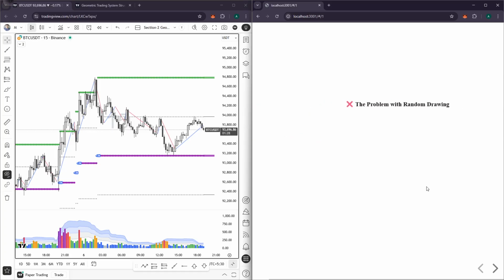So the problem with random lines is that most traders draw support and resistance lines randomly. They see levels that look good and draw a line. That's what I call gambling.